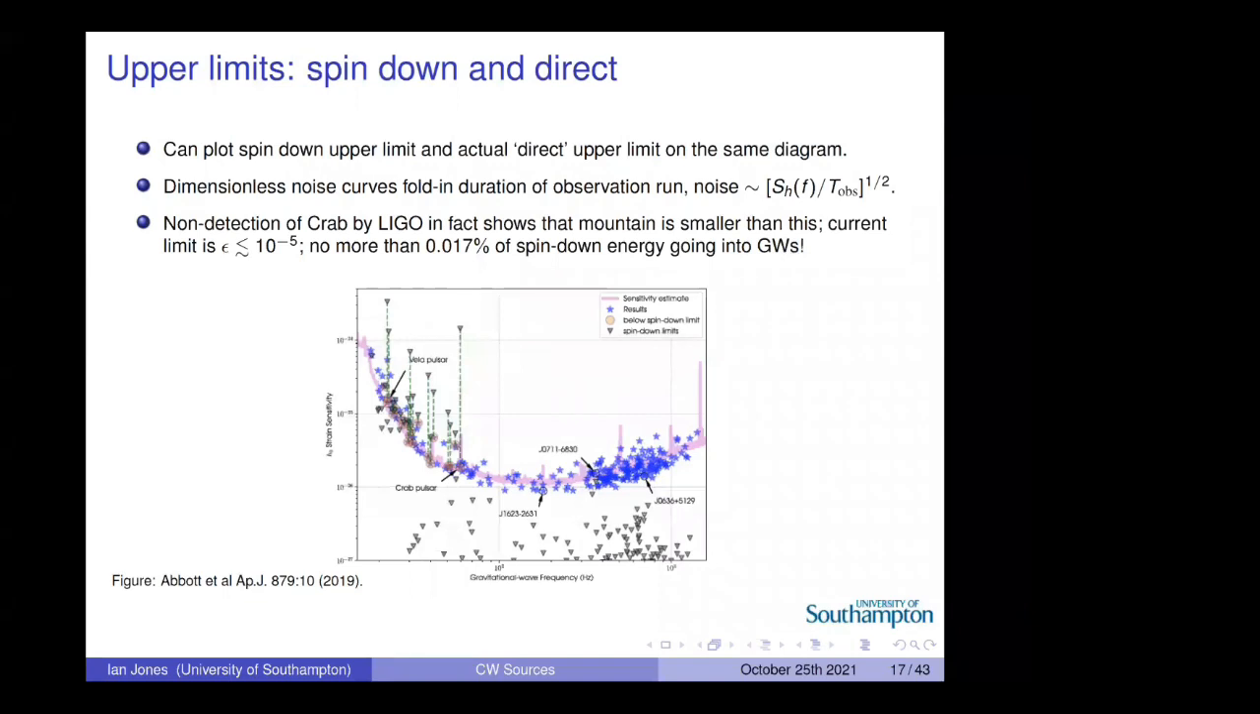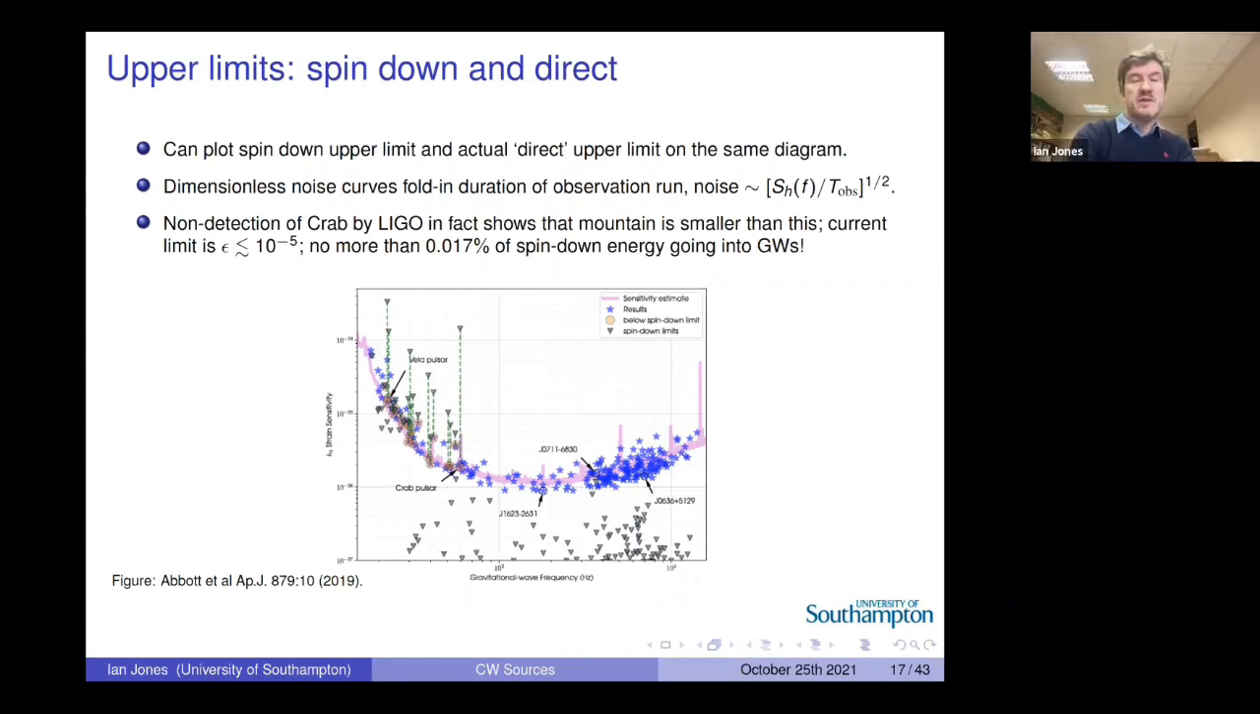Thanks, Aditya. Apratim has a hand up. Hi again. Sorry, I might have missed this. In this particular diagram, I see the Vela pulsar and some other pulsars plotted above the noise PSD. If we're doing a targeted search, why are we not observing this continuous wave from these pulsars? Or am I interpreting it wrong?